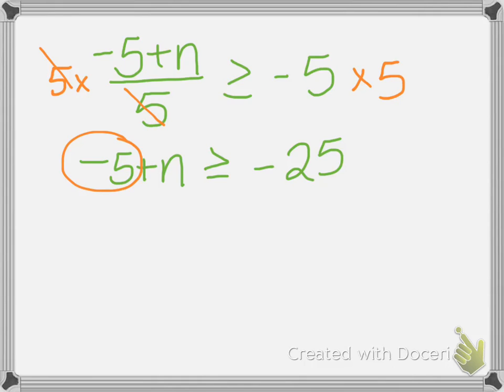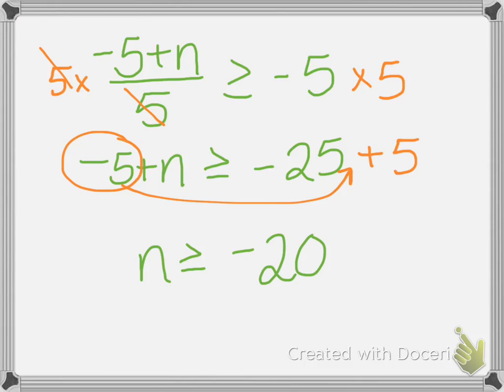Next thing we need to do is move that negative 5 across. Well, when we move the negative 5 across, it becomes a positive 5. So now I have n is greater than or equal to negative 20.